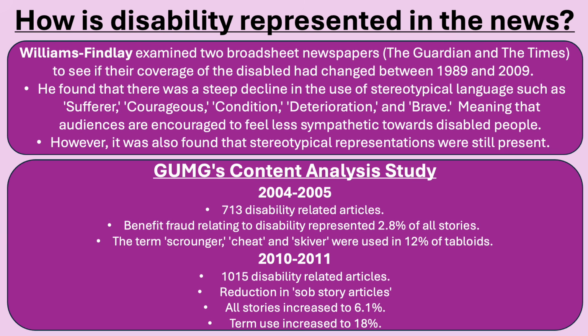Gumji did a content analysis of the media between 2004 and 2005, and within 713 disability-related articles, they found that benefit fraud relating to disability represented 2.8% of all stories. The terms scrounger, cheat and skiver were used in 12% of tabloids. Then again in 2010 to 2011 they repeated this, and out of 1,015 disability-related articles, there was a reduction in sub-story articles, and the total number of benefit fraud stories increased to 6.1%, and the terms used in the 2004-2005 study had increased to 18%.